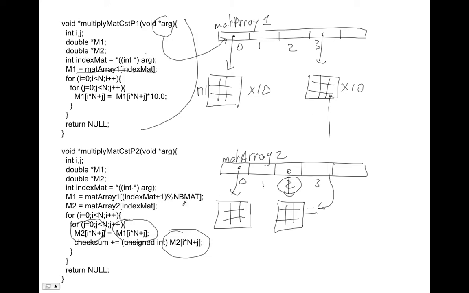And so that's what the computation does, and I'm computing the checksum over all values of M2s. So the checksum is computed over all values here. It's a global variable for all the computation that happens.